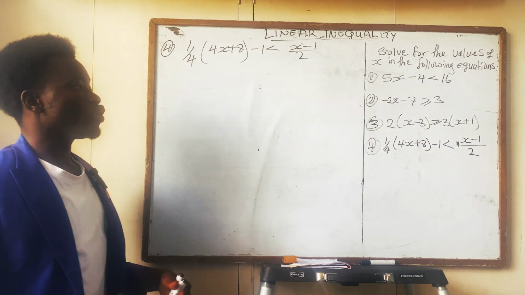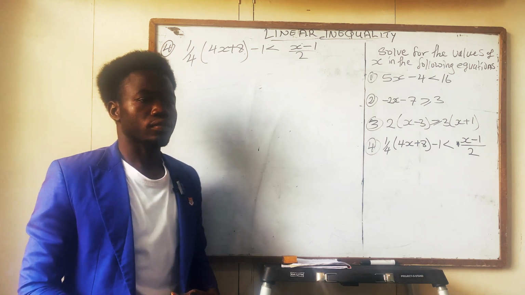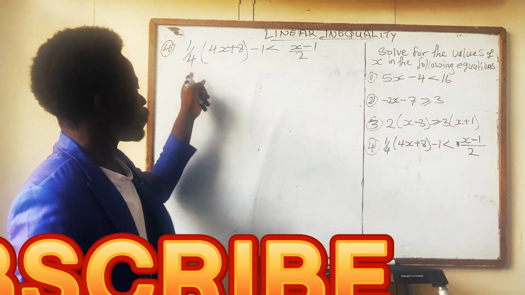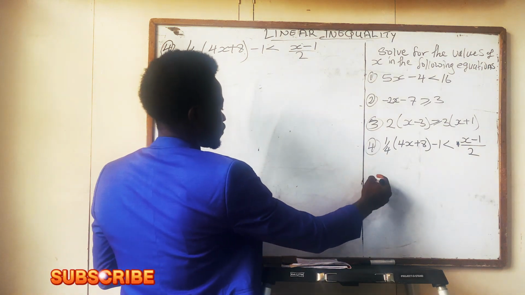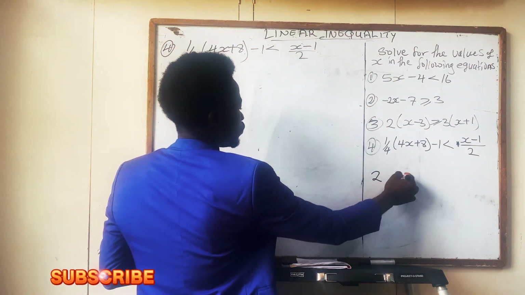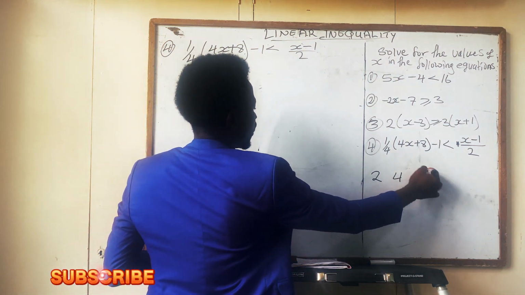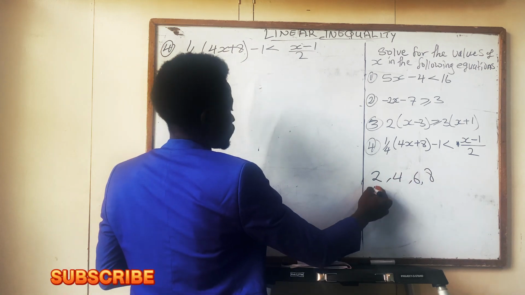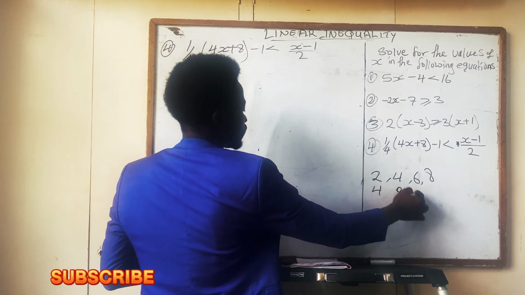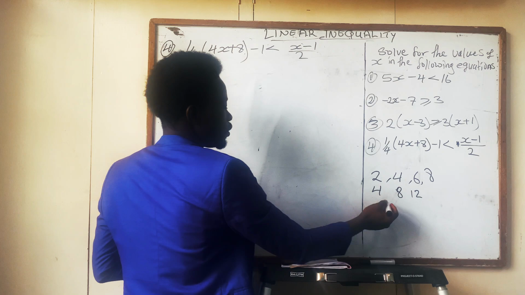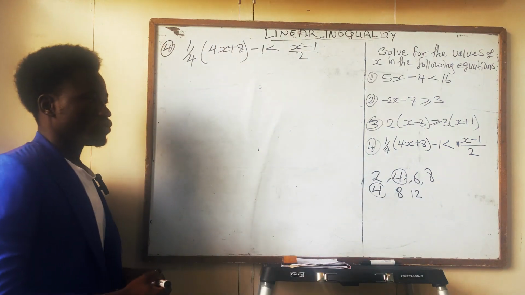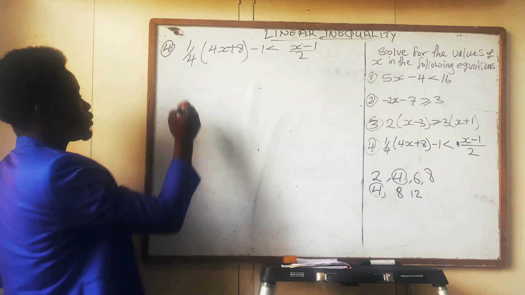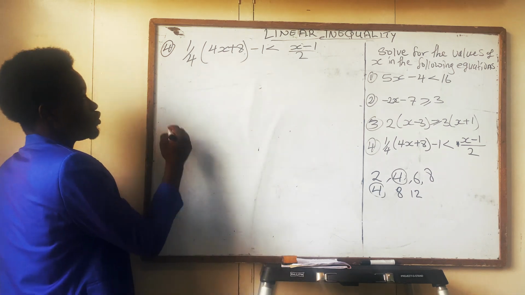So here you will have to find the LCM. The LCM of 2 and 4, that is the denominators. So the LCM of 2 and 4, you have 2, 4, 6, 8. That's the multiples of 2. Then the multiples of 4, you have 4, 8, 12. Now look out for the least among these which are common, and then you use that. Multiply each term by this common multiple.